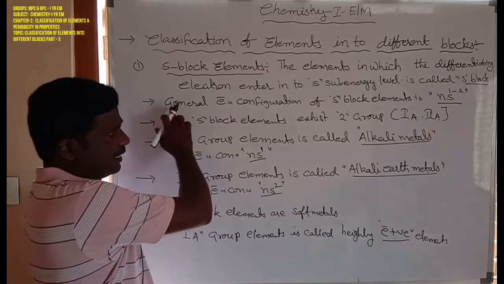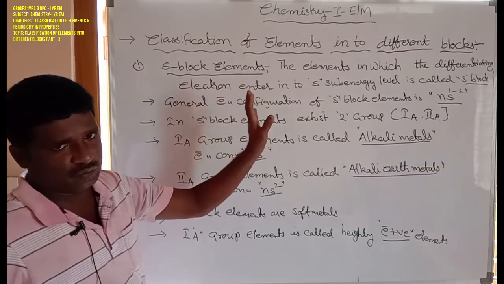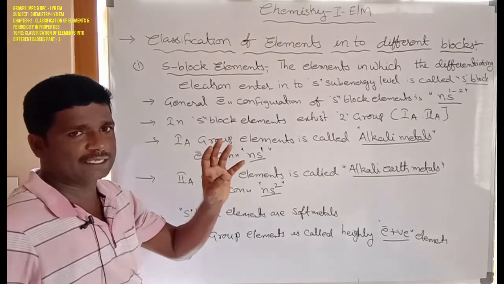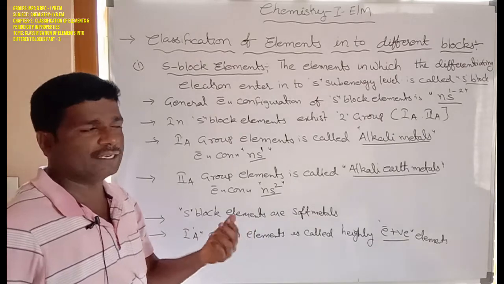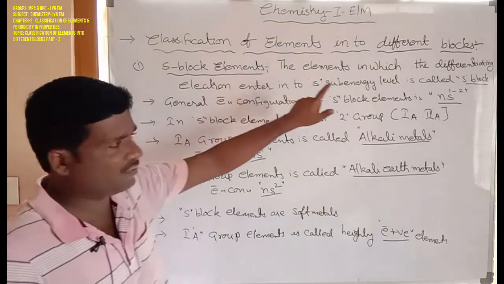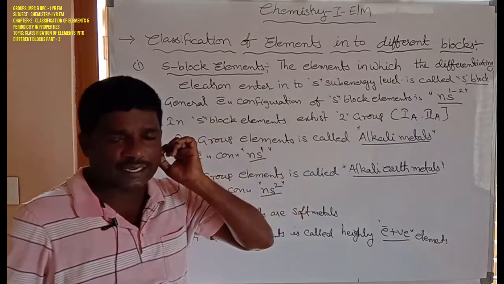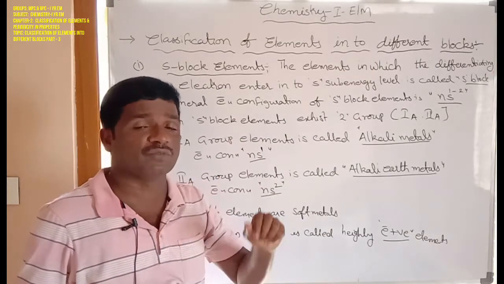Next point, the general electron configuration of the S block elements is ns1-2. The S block elements consist of two groups, first A and second A. So the general electron configuration of the S block elements is ns1-2. The S orbital has 1 to 2 electrons in the outermost valency shell.